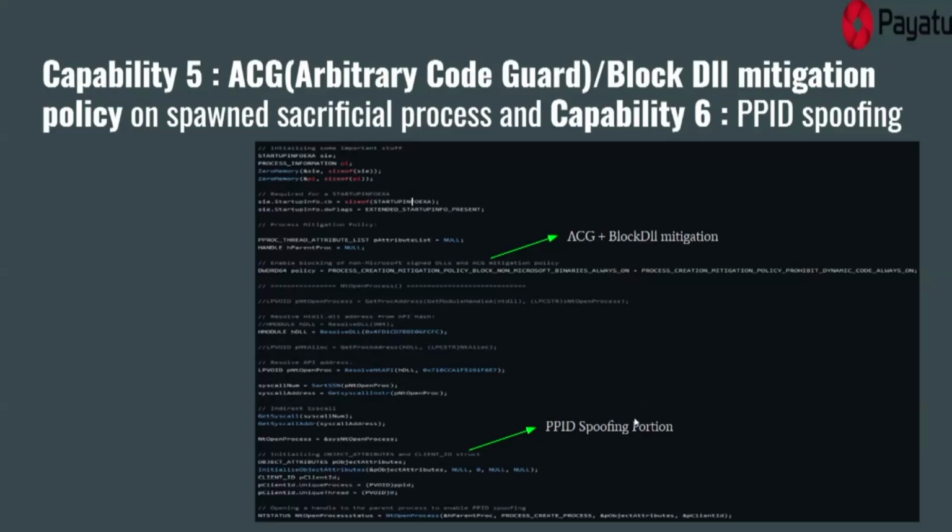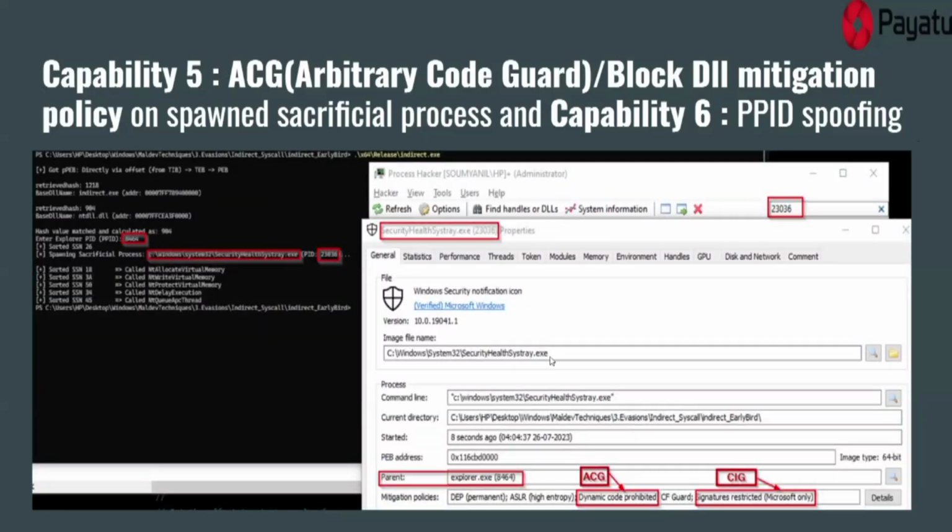And again, it comes to the PPID spoofing portion. Now if you can see here in this demo screenshot, it is spawning a process with PID 23036, and its parent is changed from cmd.exe to explorer.exe, which is PID 8464, and ACG and CIG are also enabled successfully.